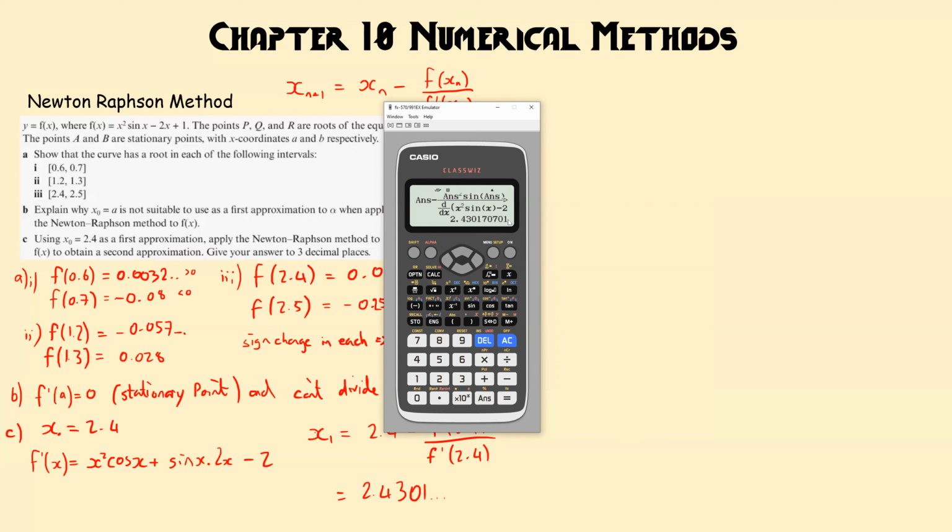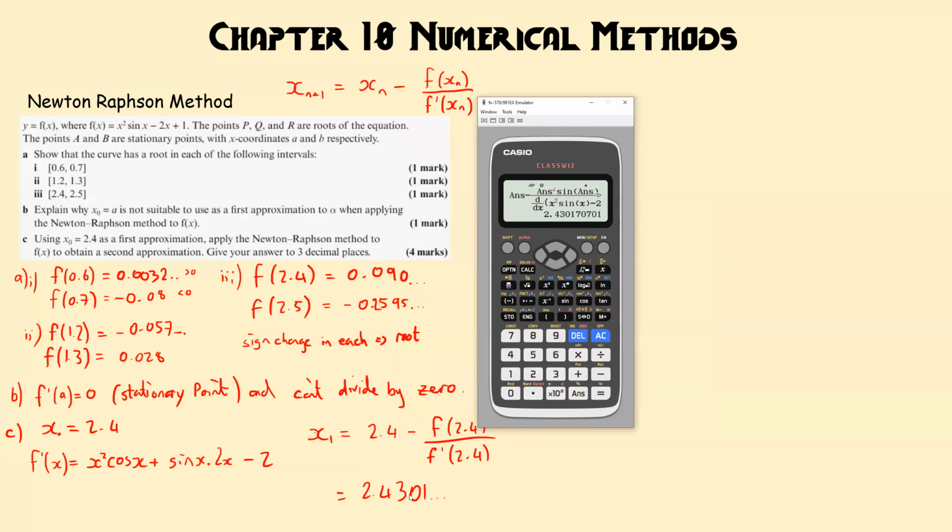Doing it this way means I don't actually need to differentiate anything, and I still get that second approximation. I do think for 4 points, though, it's expected that you're going to differentiate that using that product rule just to show off those skills. So that's the Newton-Raphson method.